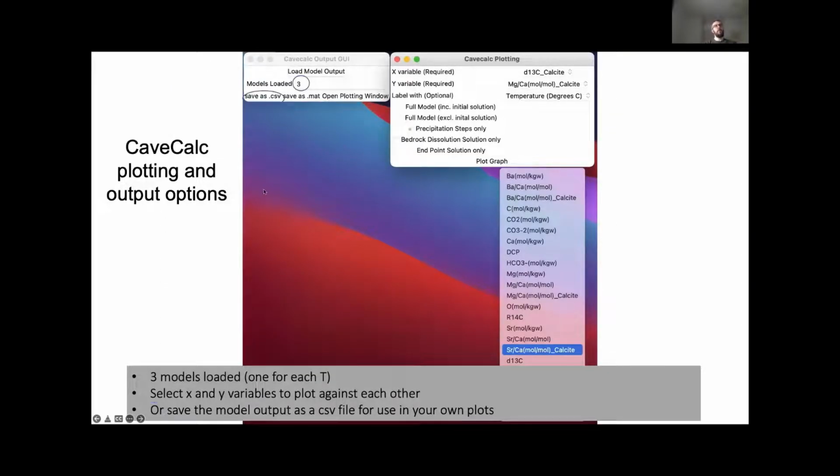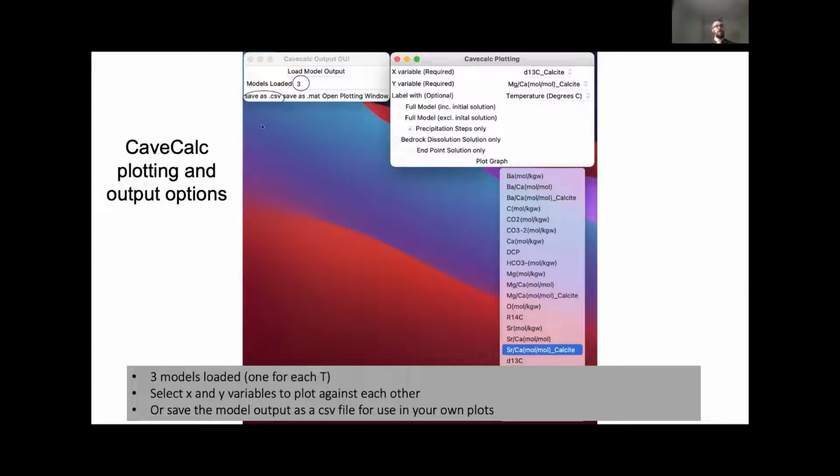So we can load those 3 models using this graphical user interface tool here. And we have this plotting tool, which is nice. It essentially allows us to choose whatever variables we want for plotting on the x-axis and the y-axis. In this particular case, I've chosen carbon isotopes for the x-axis, magnesium calcium in calcite for the y-axis. And because we ran and loaded 3 models, it's going to provide results for the 3 temperatures that we input, so 15, 20, and 25. And it's going to label those curves with those 3 temperatures.